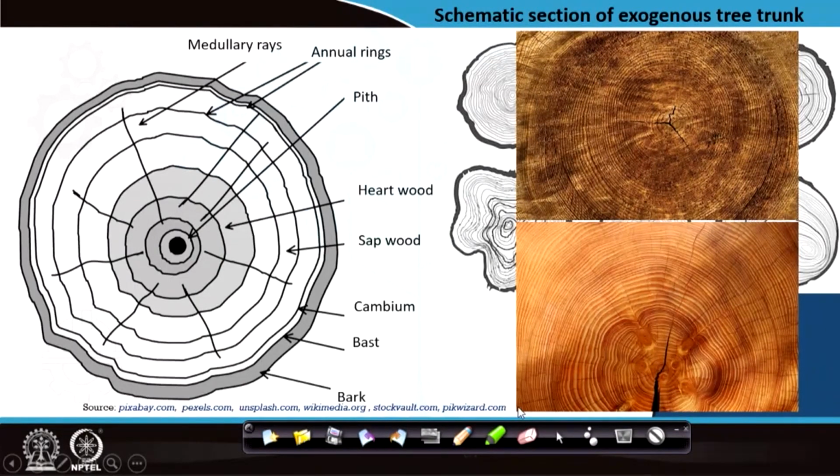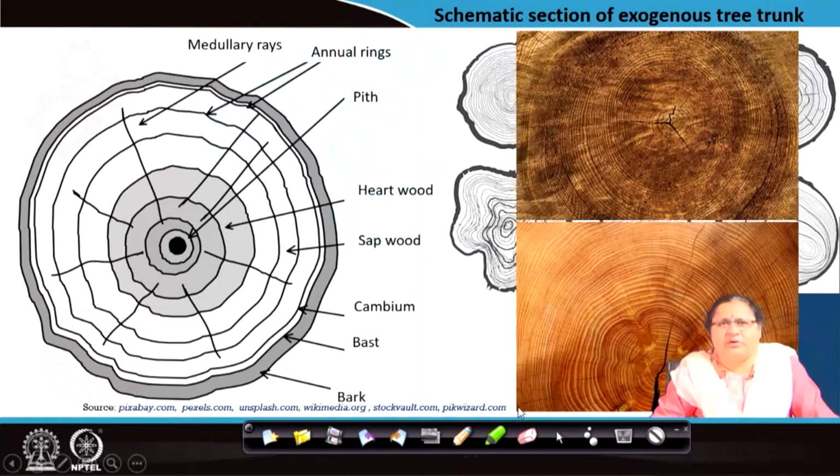So, which one should we use for our work? It is the heartwood which we usually use. Sapwood is still in a live state, which we usually try to avoid using, particularly when it is for structural purposes.